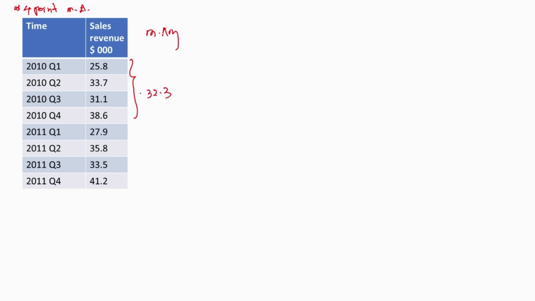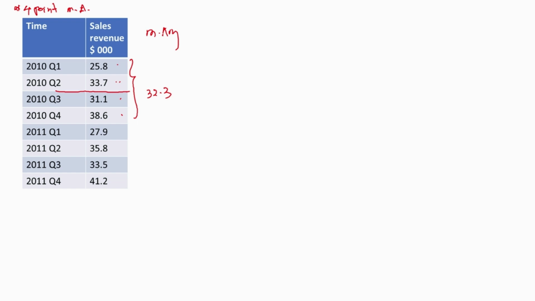32.3. The position of this average value is very important because the average value lies in the middle of the considered numbers 1, 2, 3, 4. So the middle of these 4 numbers will be here. So this average does not have an aligned quarter. What we have to do is calculate the average again.